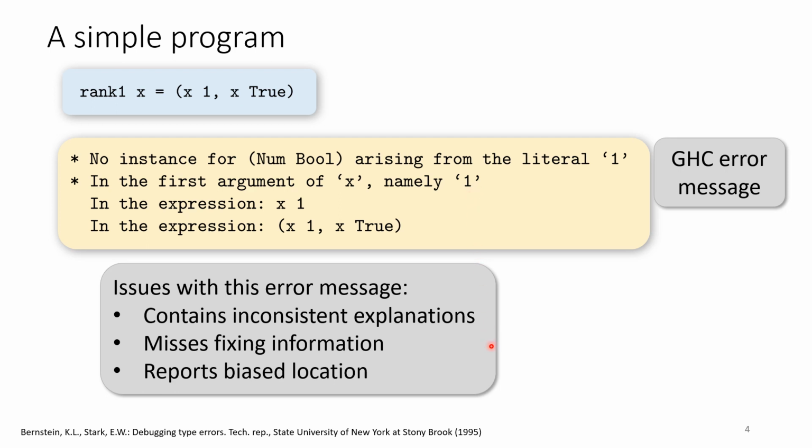The third issue is that this error message is biased in that it attributes the type error to 1 only. In fact, if we change true, or either this x or this x, we are able to remove the type error. And the context doesn't tell us that 1 is the most likely error cause.